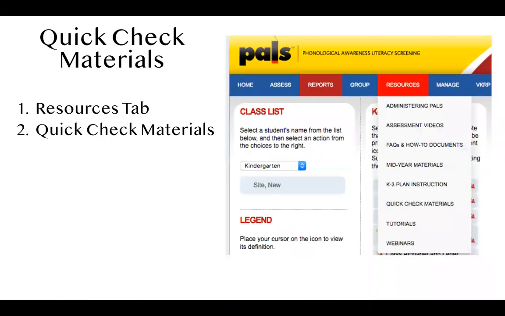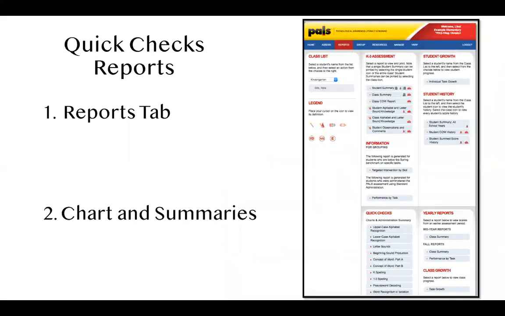You'll need some materials. The quick check materials can all be found on the resources tab, and then just pull down to quick check materials. We have reports that you have access to with quick checks found on the reports tab. There are charts and summaries for your quick checks.